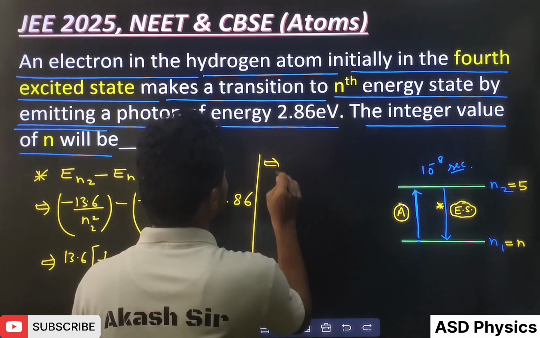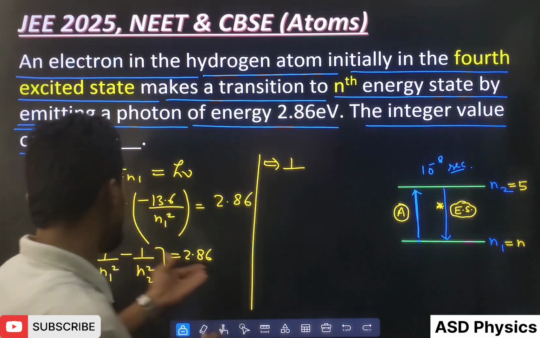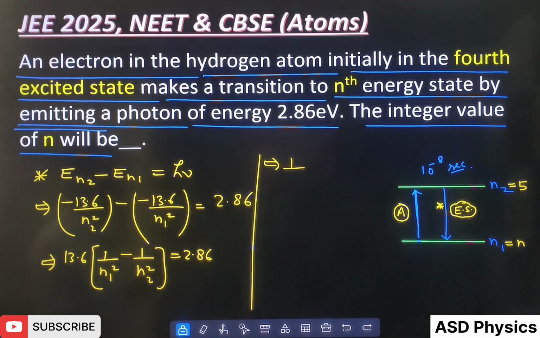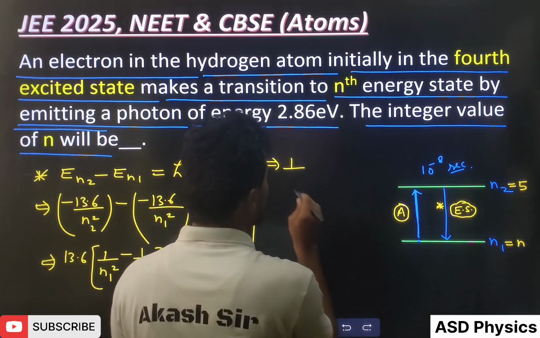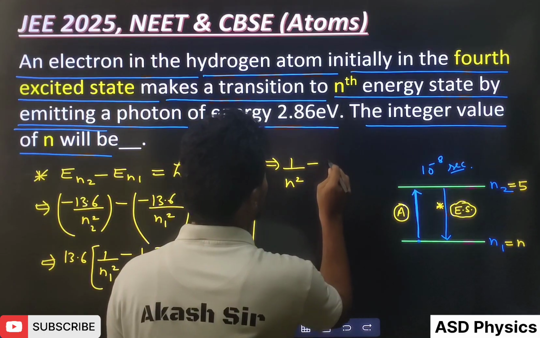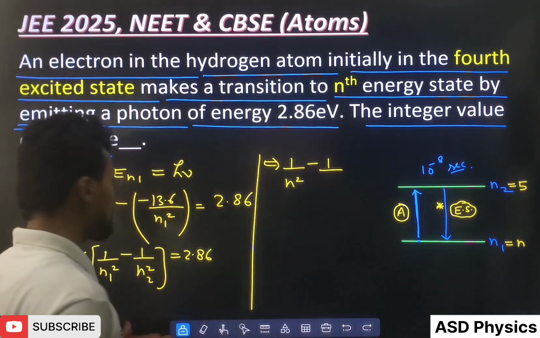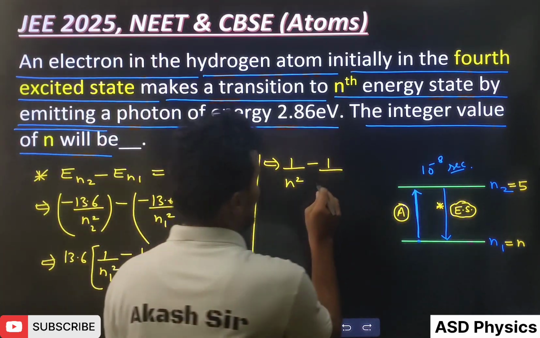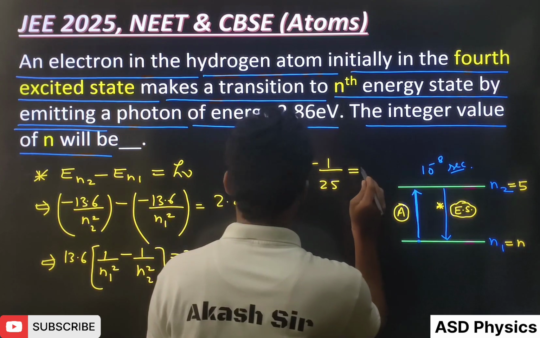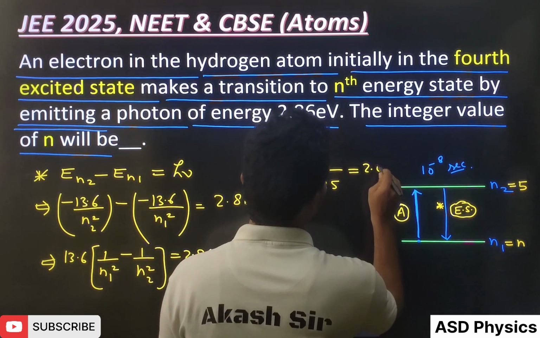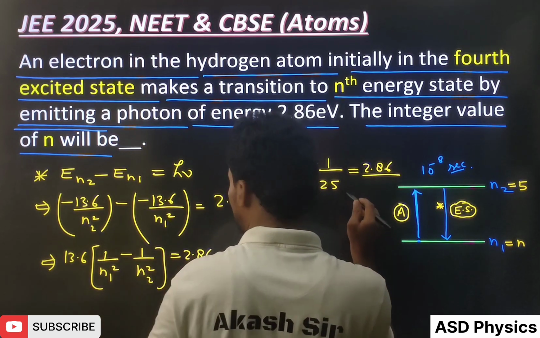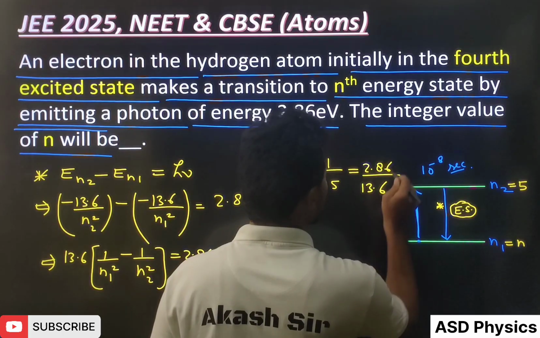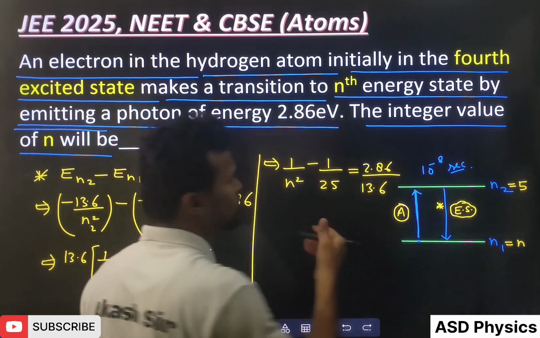After that, we can write 1 by n1 square, taking 13.6 to the other side. What is n1? We can call it n. So 1 by n square minus 1 by n2 square, and n2 is 5, so 5 square, that means 25, is equal to 2.86 by 13.6. This is electron volt and this is electron volt, both cancel out.